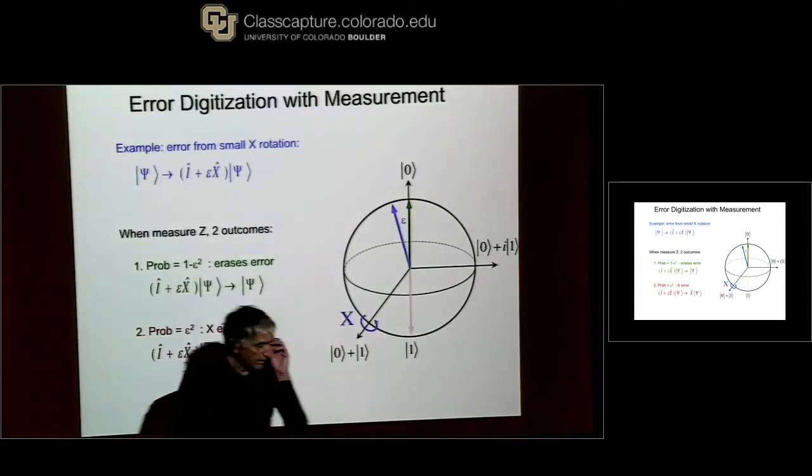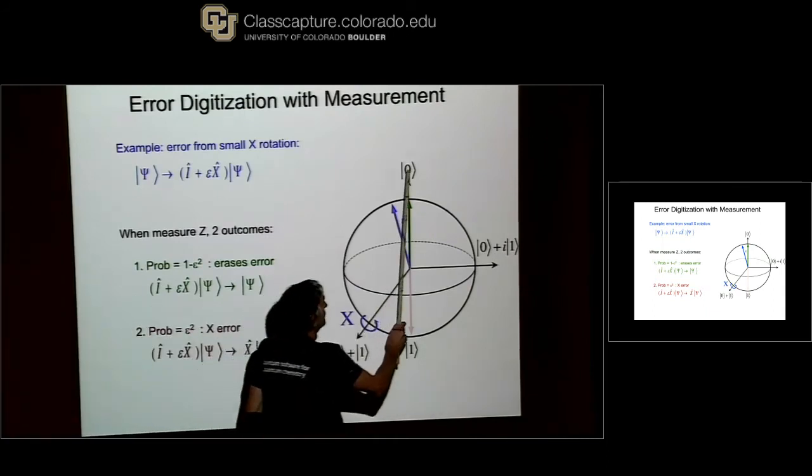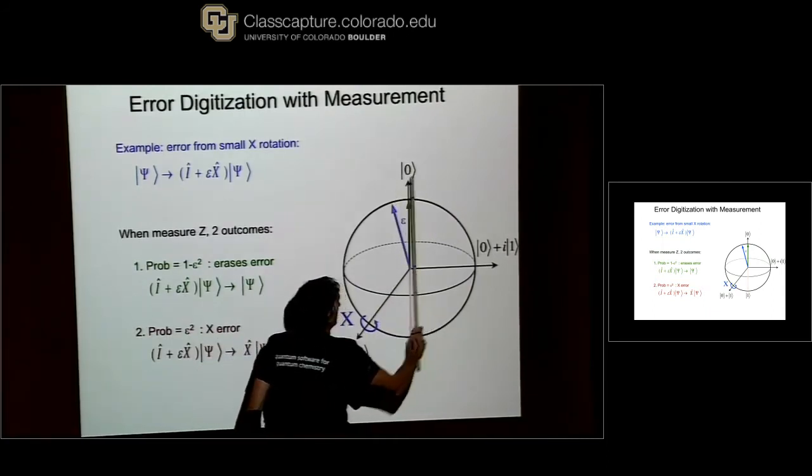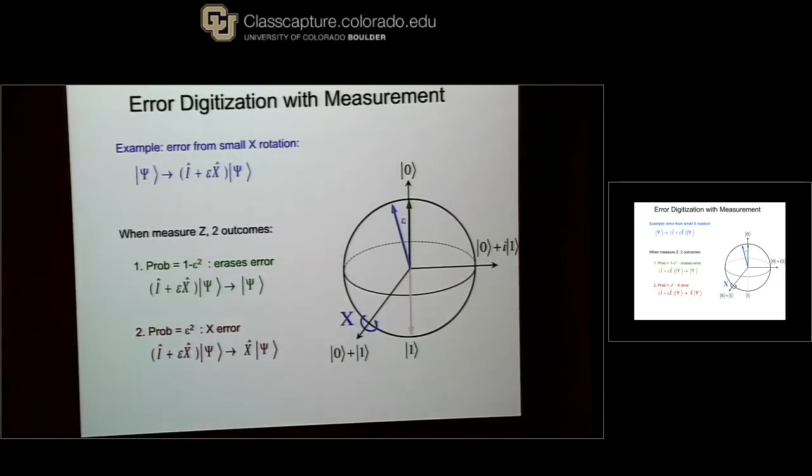Okay, let's go back to something you've already learned about. Let's say you're in the ground state, but for some reason there's a small error in the Bloch vector by epsilon. We need to correct that, okay? What we can do is measure Z with two outcomes: with probability 1 minus epsilon squared that erases the error, and with probability epsilon squared, you see an X error.